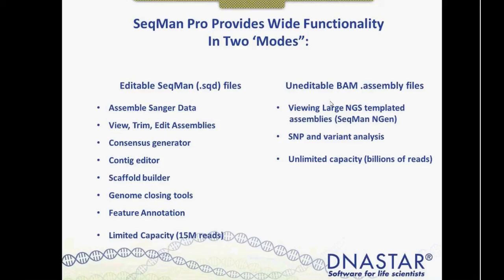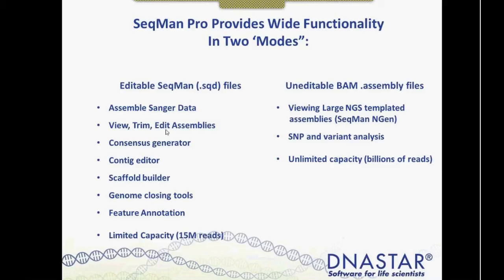And to describe it in a little bit more detail, the editable SeqMan.SQD files, when we're in this mode, this allows the user to do things like assemble Sanger data. So you can drop Sanger data right into SeqMan Pro and align the data. You can trim the Sanger files. You can view the chromatograms, do micro-editing, generate a consensus, edit the consensus, export the consensus from SeqMan. So a common workflow would be a de novo genome assembly of a bacteria.